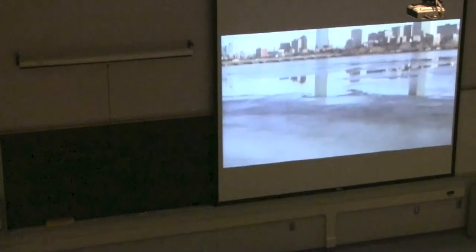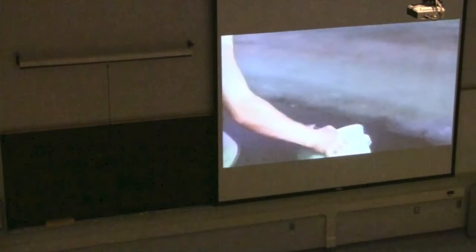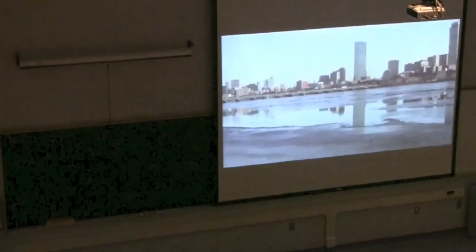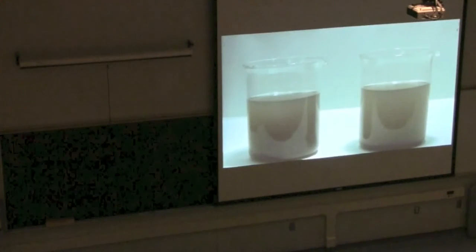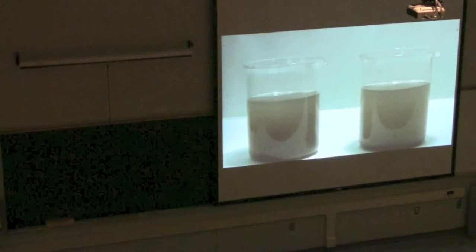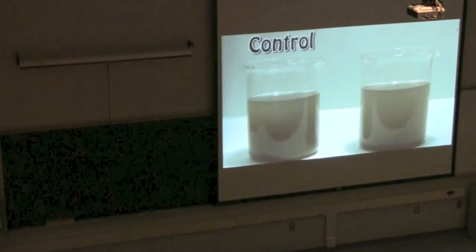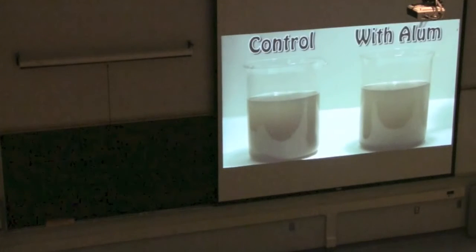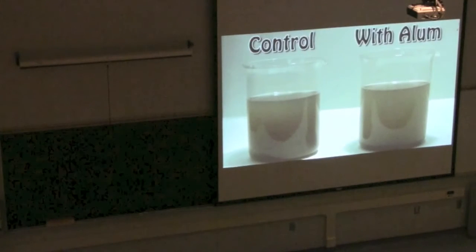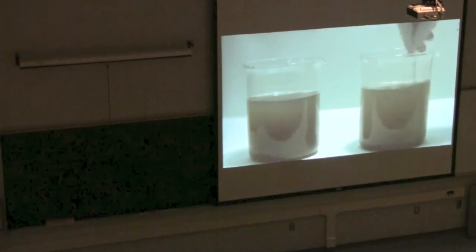Now, let's demonstrate how flocculation works. First, we'll need to go out and collect some muddy water from the Charles River. Here are 2 beakers filled with the same amount of muddy Charles River water. On the left is our control, which will remain untouched. And on the right, we'll add 3 milliliters of prepared flocculant solution. Then we'll stir for 2 minutes and wait.